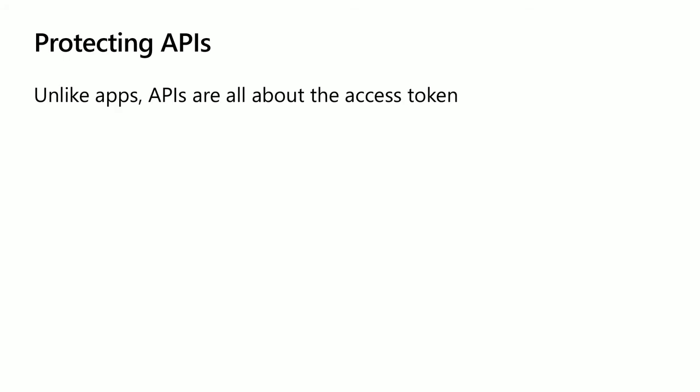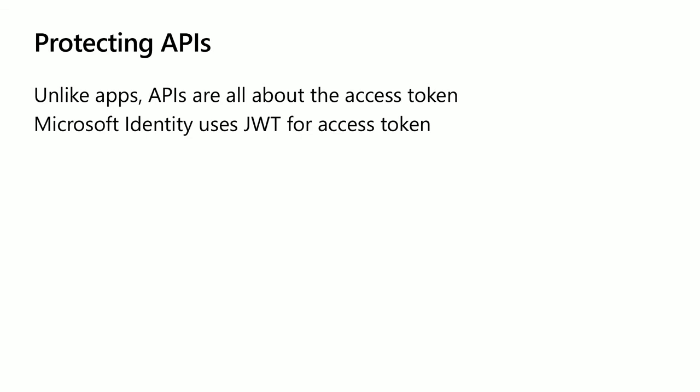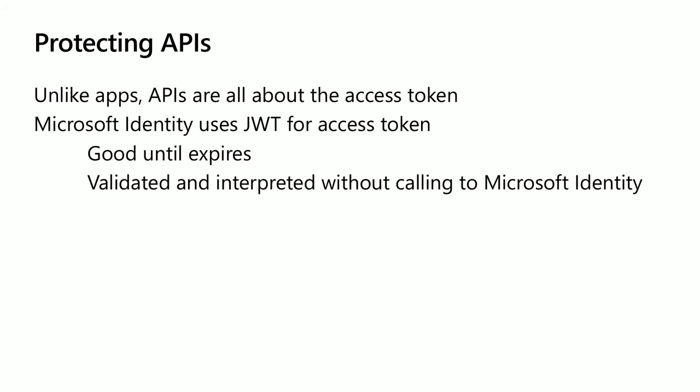About protecting an API, this is a very different point of view. For an API, it is all about you getting the information from the access token. So we do happen to use the JWT token, the JSON Web Token, for access tokens in Microsoft Identity. That means that this token is good until it expires, but who's checking that is the API. So the API gets an access token.